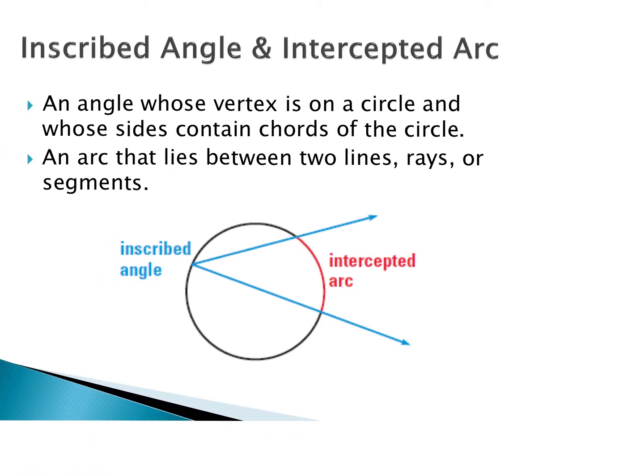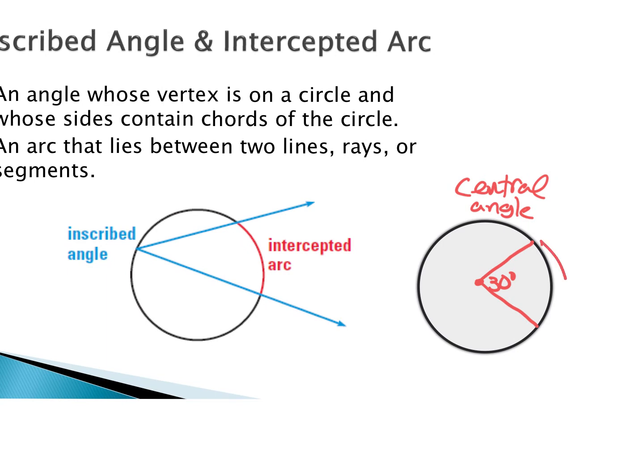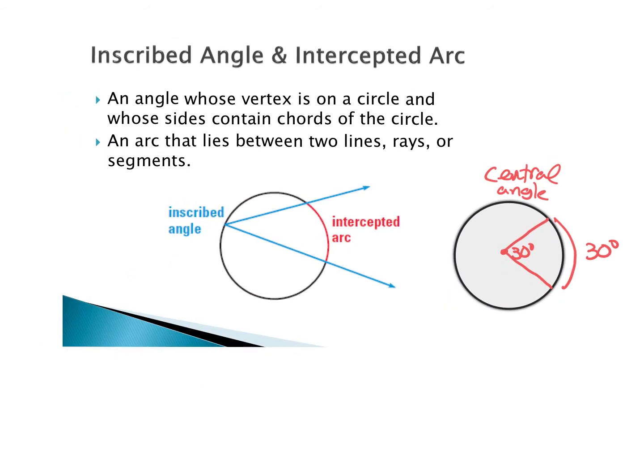So remember, when you have your vertex at the center of the circle, and then the sides of this are made by two radii, this is called a central angle when the vertex is at the center. Remember, the measurement of that angle and its intercepted arc are equal. They're congruent. However, when you have your inscribed angle, this is going to be an angle that is sitting with its vertex on the side of the circle.